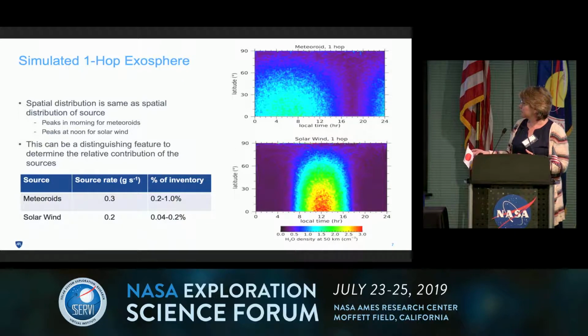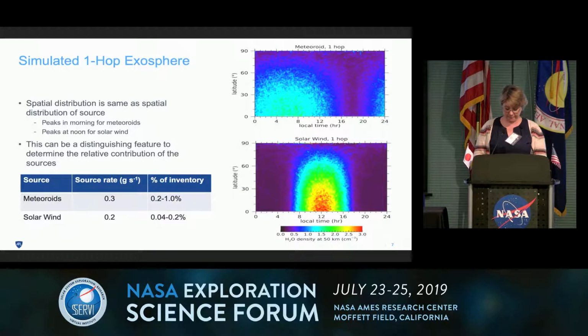And so for meteoroids, the source rate to reproduce that density is 0.3 grams per second of water released into the exosphere, which is less than 1% of the inventory of water coming in from meteoroids. For solar wind, it's even a smaller percent of the total inventory. It's less than a fraction of a percent of the amount of hydrogen that's delivered to the moon being converted into water to reproduce that upper limit from LADI.